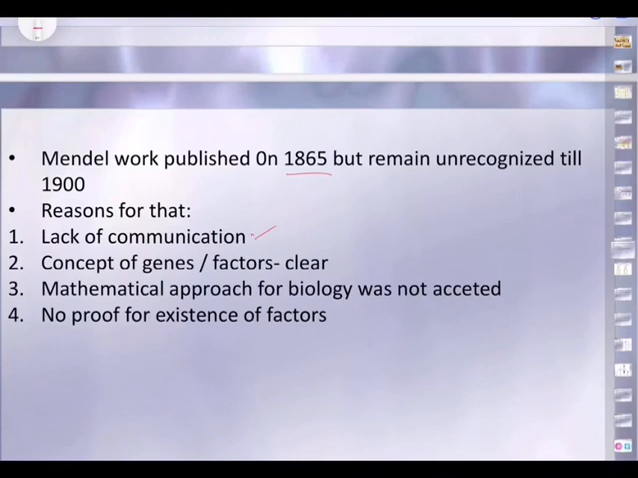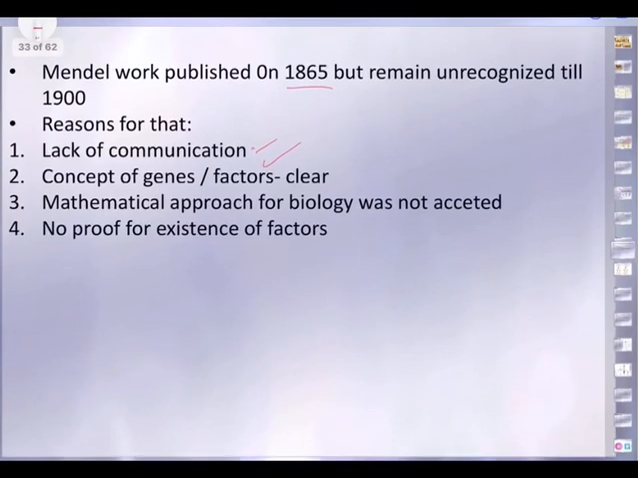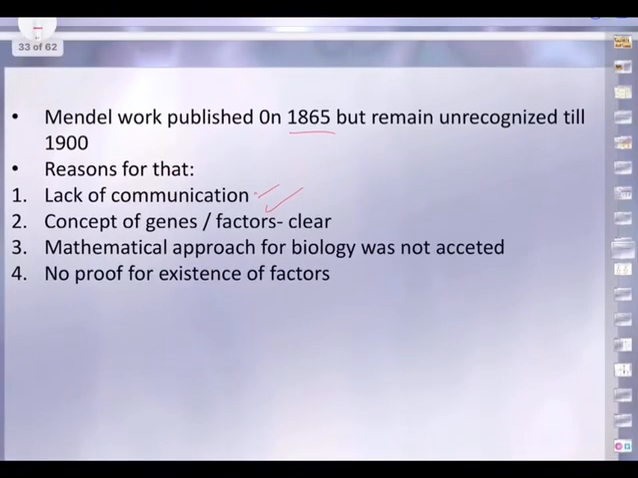Mendel's work was published in 1865 but remained unrecognized till 1900. Reasons: during those days, lack of communication, they were using pigeons. The concept of gene was not there. In fact, Mendel himself used the word factors. And a mathematical approach for biology, like just now we calculated 9:3:3:1, was not accepted in biology. No proof for existence of factors. Mendel could not prove that those things called factors are working.